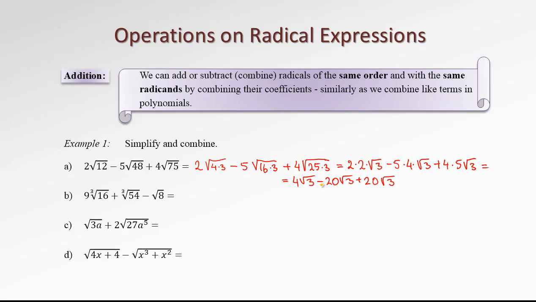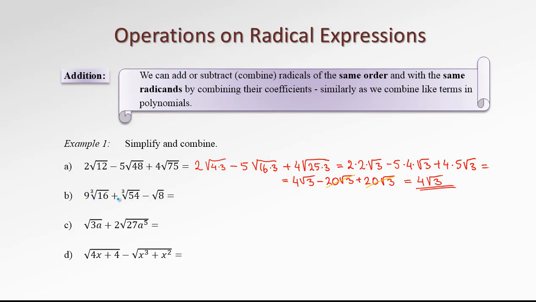Of root 3. Adding or subtracting radicals works exactly the same way as adding or subtracting terms in the polynomial situation. So in our case, the 20 root 3 cancels the negative 20 root 3, and the whole expression ends up being just 4 root 3 as a final answer. Okay, let's see the second example.